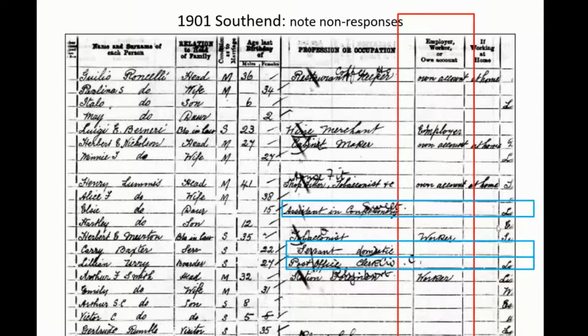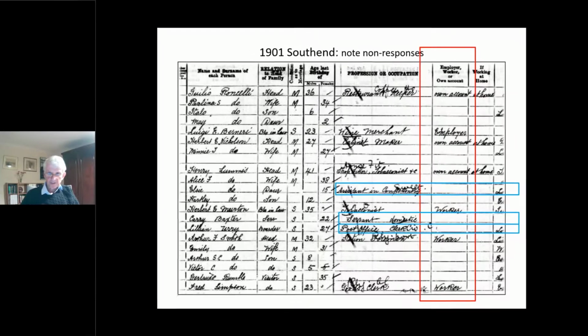The three blue boxes here show you the non-respondents on this particular page. There was an assistant in a confectionery, sweet shop. There was a servant, domestic, and there was a station, a post office clerk. They were all workers, presumably, but none of them actually said that explicitly.